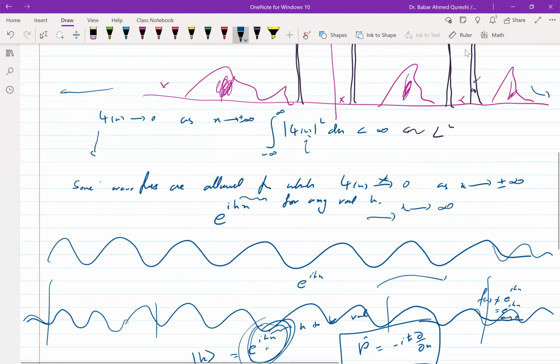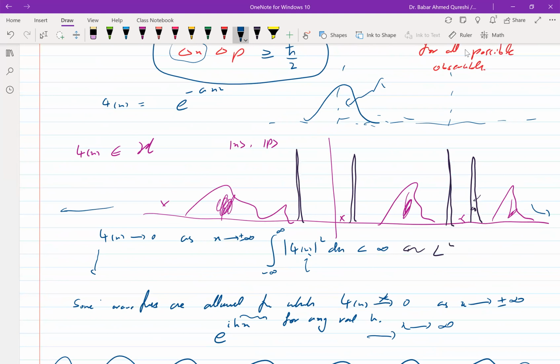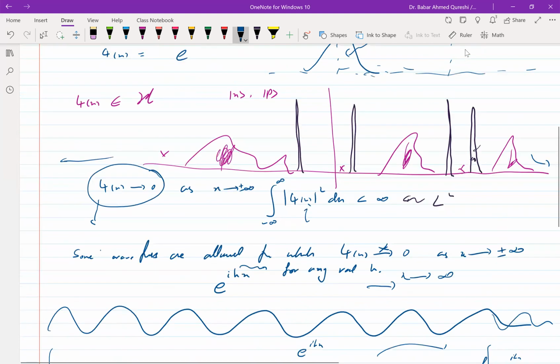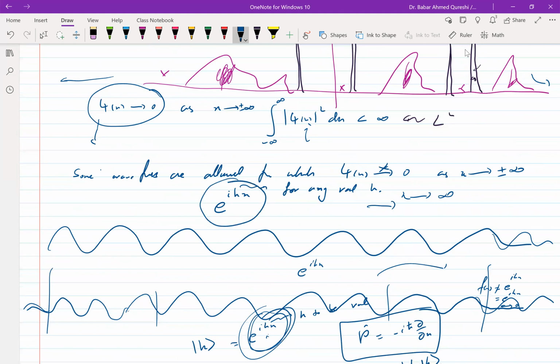So the point I was making is that Gaussians are not the only state. Even if I draw them many times, the wave function can take any form, as long as it goes to 0 at infinity, or it looks like this guy, or a delta function. These three possibilities. Any function that goes to 0 at infinity, and it's continuous or whatever, as long as the integral gives you a finite number, or it goes like this.